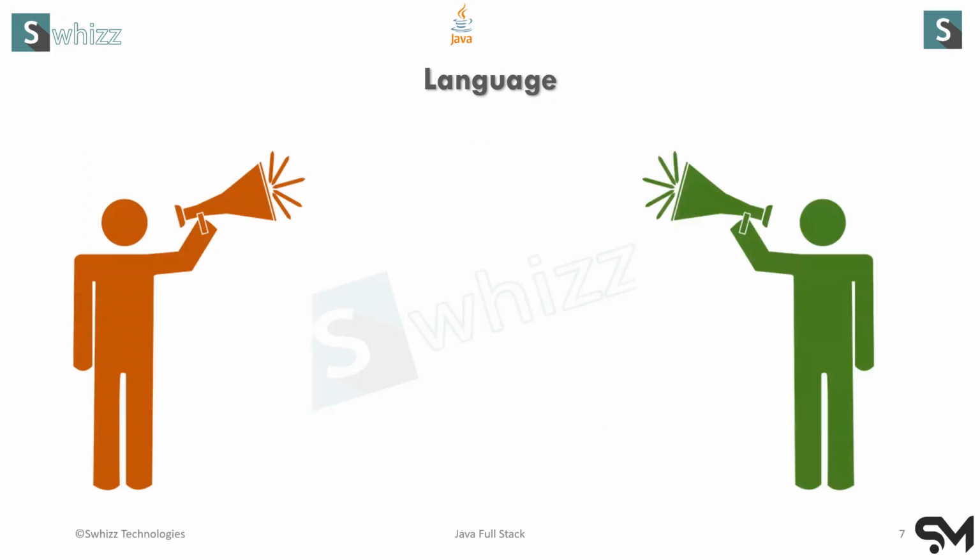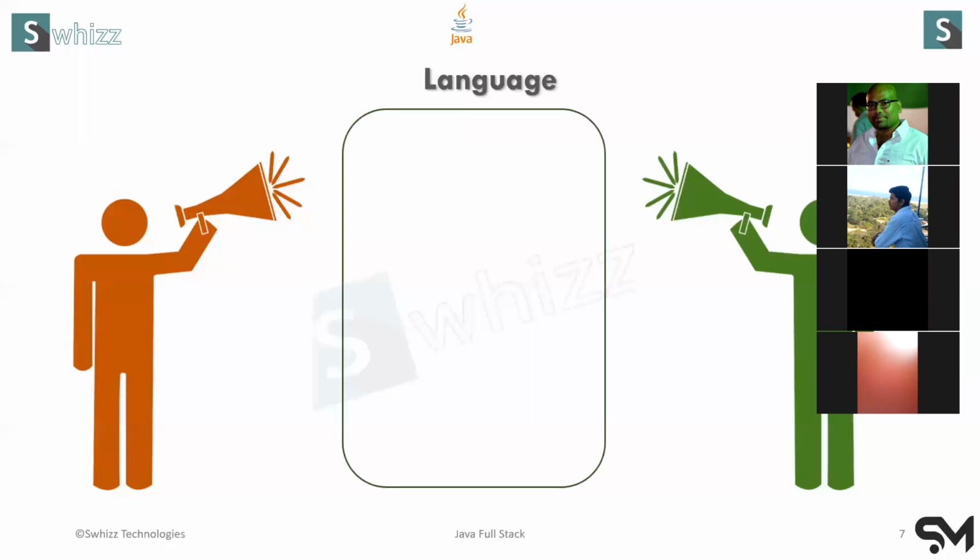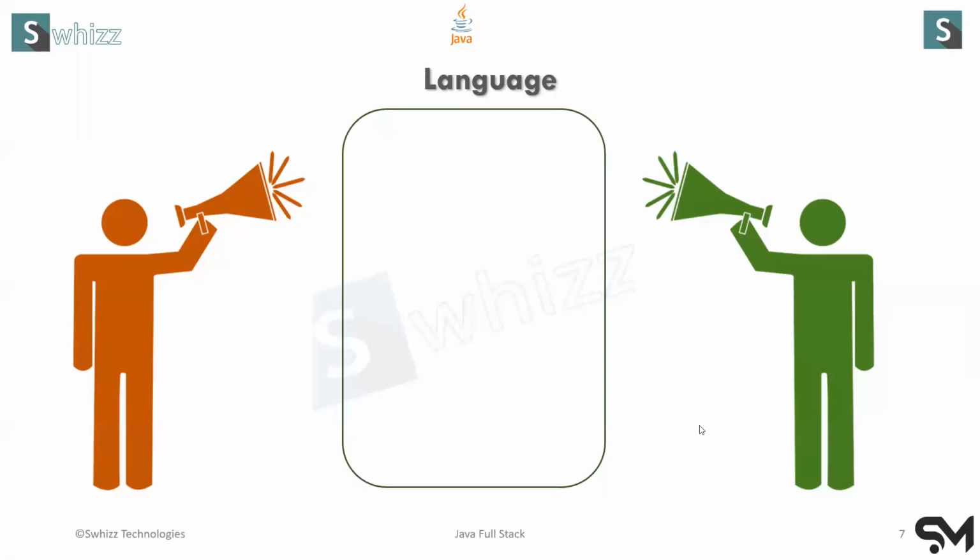So two people want to talk to each other. How are they able to talk to each other? Obviously with the help of language. You people are able to understand me. How are you able to understand? Because you people know what is Java, right? Sorry, what is English. I'm speaking in the English language. You people know the English language. That is why you are able to understand me.